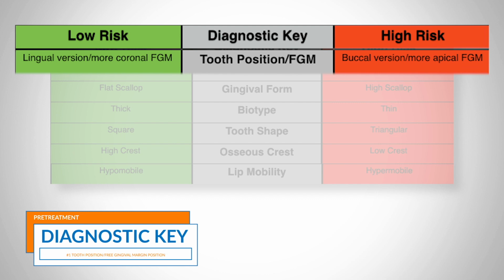gingival margin position that is coronal to the contralateral tooth is deemed a low-risk candidate for tooth replacement. A tooth that is in buccal version or has a more apical free gingival margin compared to the contralateral tooth is considered a high-risk candidate for tooth replacement.